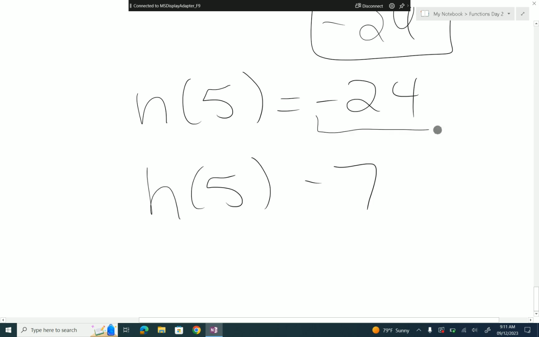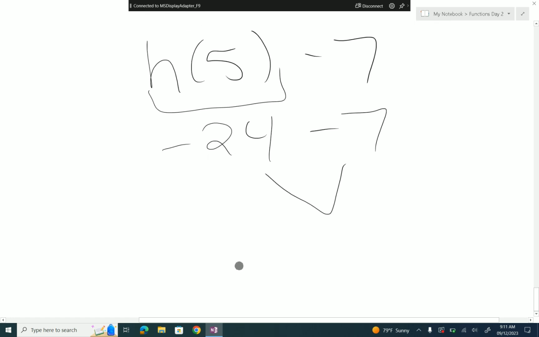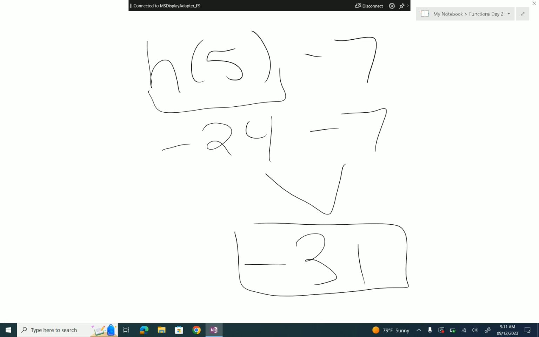So since we have a value for h of 5 and we know it's negative 24, where I have h of 5, I just put negative 24. I subtract 7, and she got negative 31. So that is our final answer. At the very end, yep.